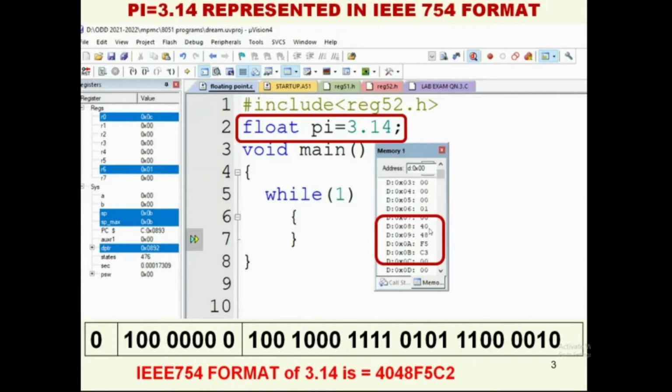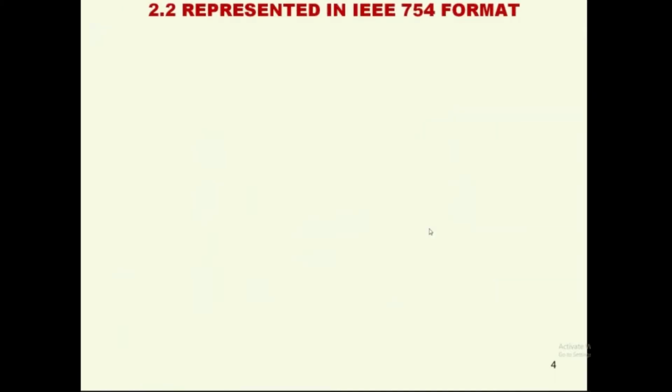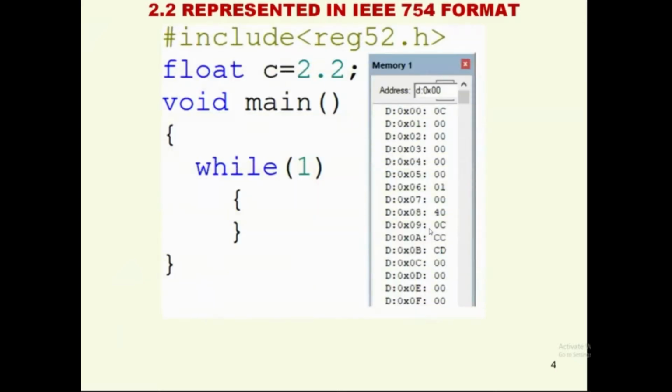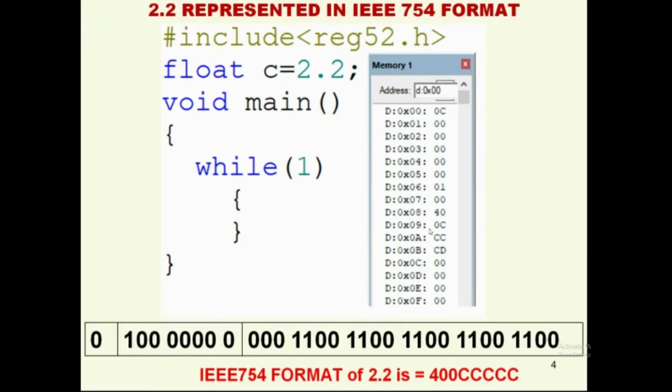Similarly, we can see one more example. 2.2 is another floating point number. How to represent this 2.2 in IEEE 754 format is done the same way. The IEEE 754 format equivalent of 2.2 is 400CCCCD. When it is represented in IEEE 754 single precision format, it is the sign bit followed by the 8-bit exponent, then the 23-bit mantissa like this.